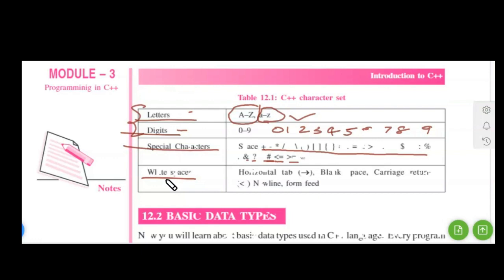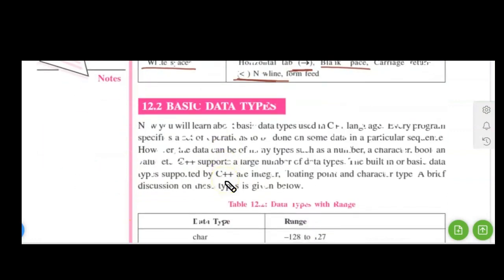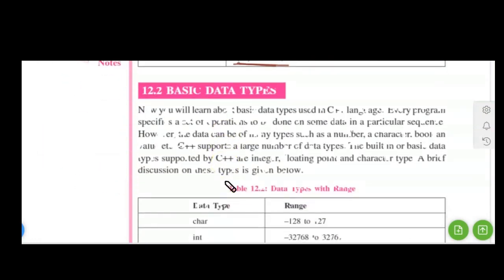And white space means you can put a space, or a tab, and it will be recognized as white space. A blank page, all these things are known as white space. Okay, so when you write a program you need all these things to be utilized in your program.